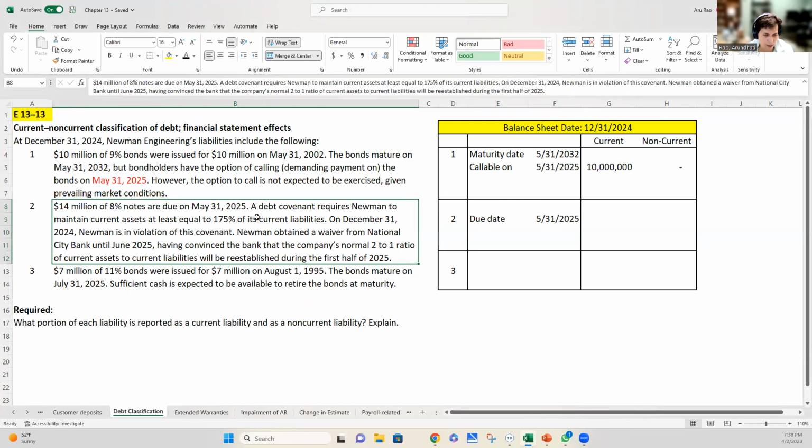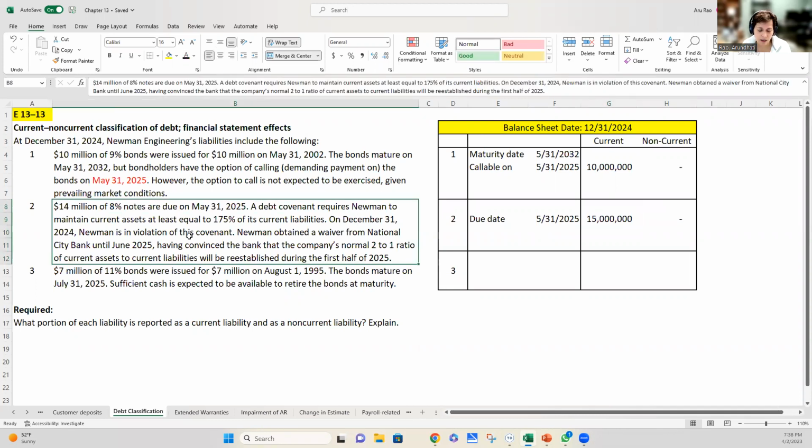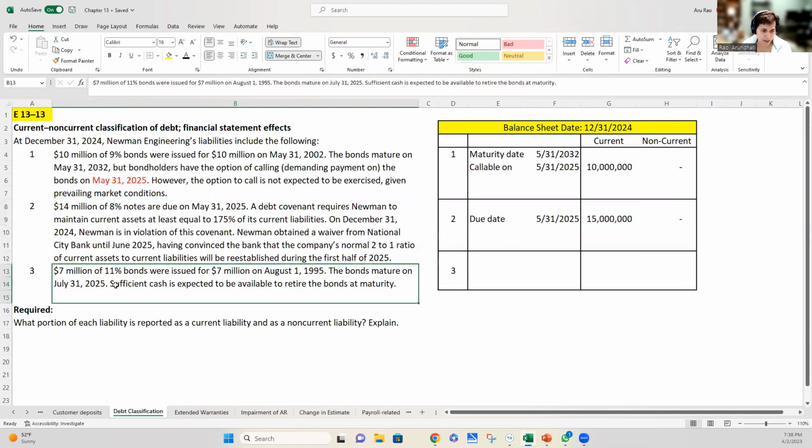So let's now continue reading. A debt covenant requires Newman to maintain current assets to be 175% of current liabilities. On December 31st, 2024, Newman is in violation of this covenant. They've obtained a waiver from the National Bank until June 25. All of this doesn't matter. This is a current liability. The reason it's a current liability is it's due next year, and I did not read anywhere here that they have refinancing arrangements done. If anything, they seem to be in trouble here. So, current liability. Let's look at this third case.